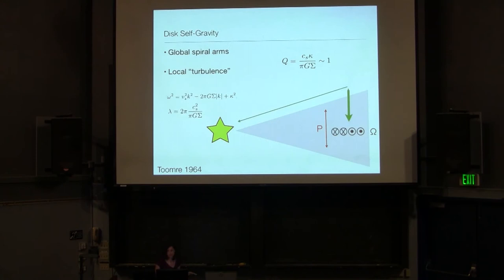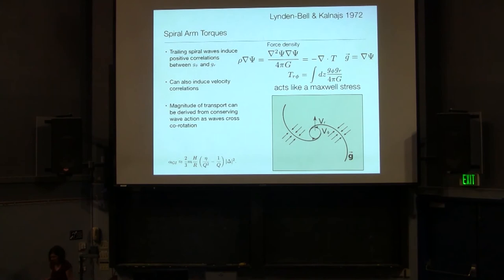And whether you get these global spiral modes or the small scale turbulence probably depends to some extent on the length scales of the instability that you can support in your disk. Typically, the thicker the disk is, the better you are at supporting these global spiral modes. And the thinner the disk is, the more you transition into these turbulent modes. And I'll show you the turbulent ones in a bit. I'll just briefly remind you why these spiral arms actually transport angular momentum.